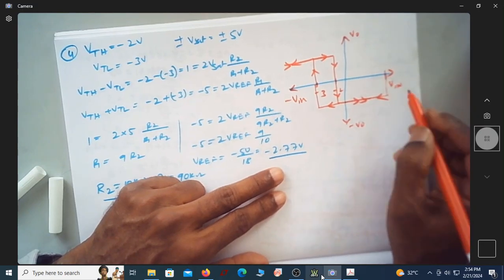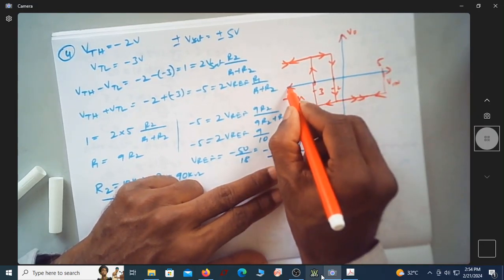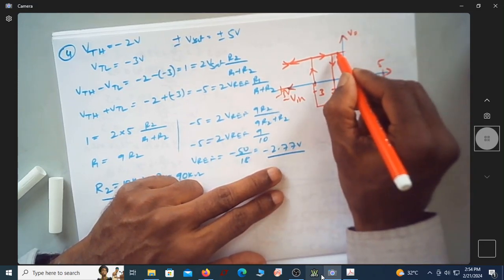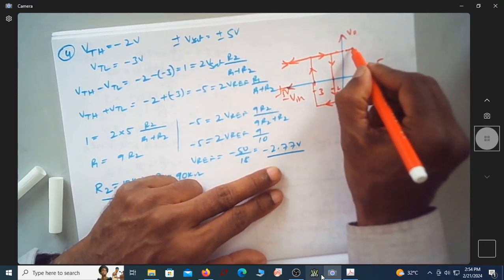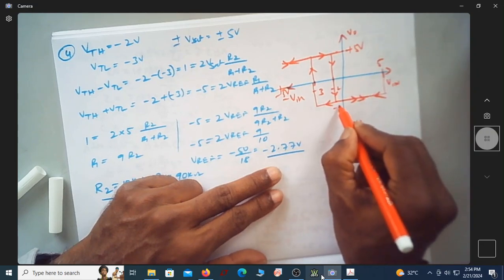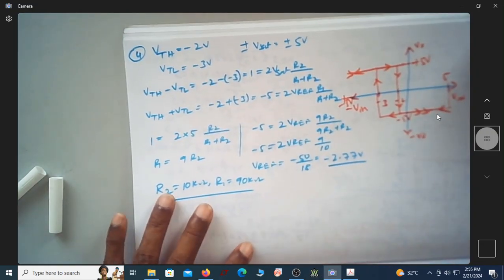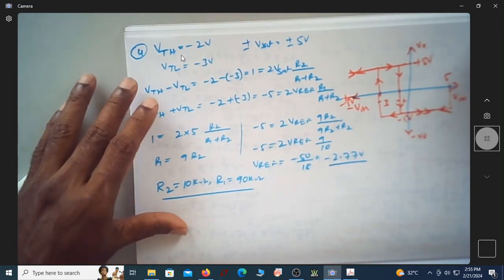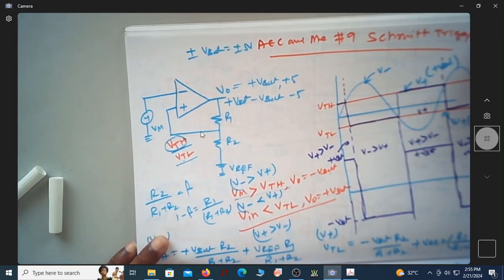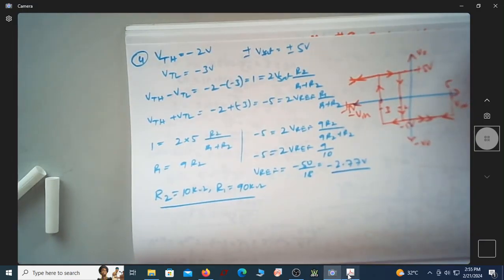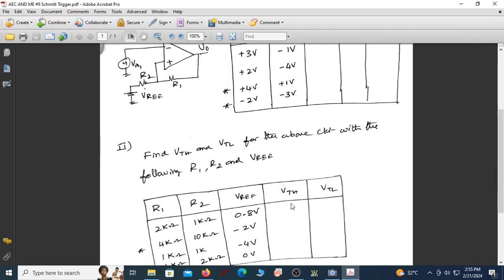This is the input peak. You can take it as 5 volt, and this as minus 5 volt. And output is of course plus V sat, which is the dotted line, plus 5 volt. This is minus 5 volts. Okay, this is again the transfer characteristics of this VTH VTL, and the circuit is this. This is the circuit. So now let us see the other part.